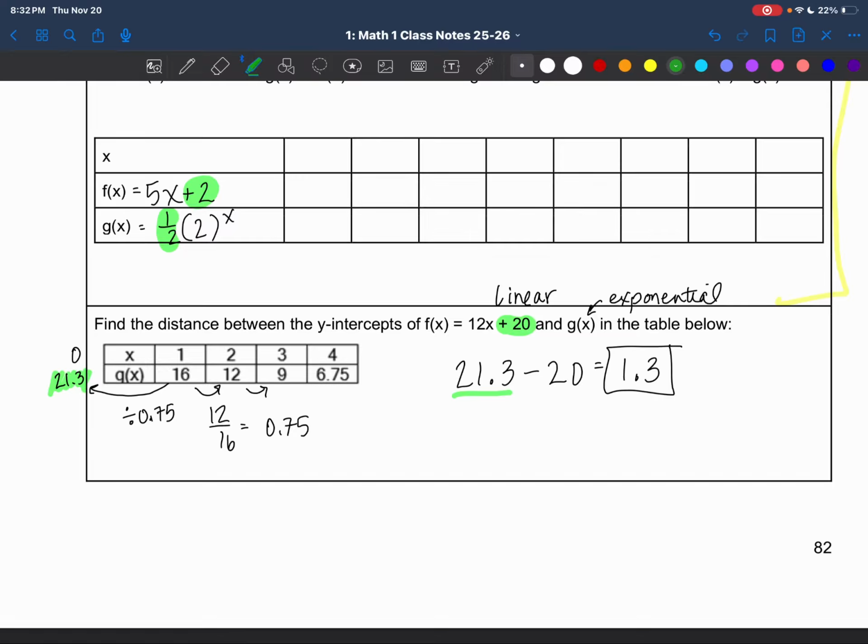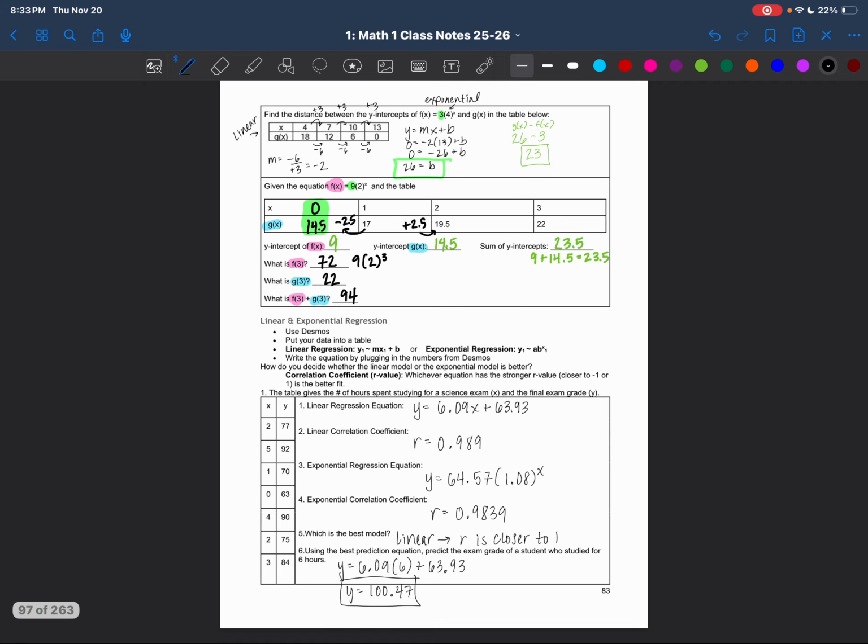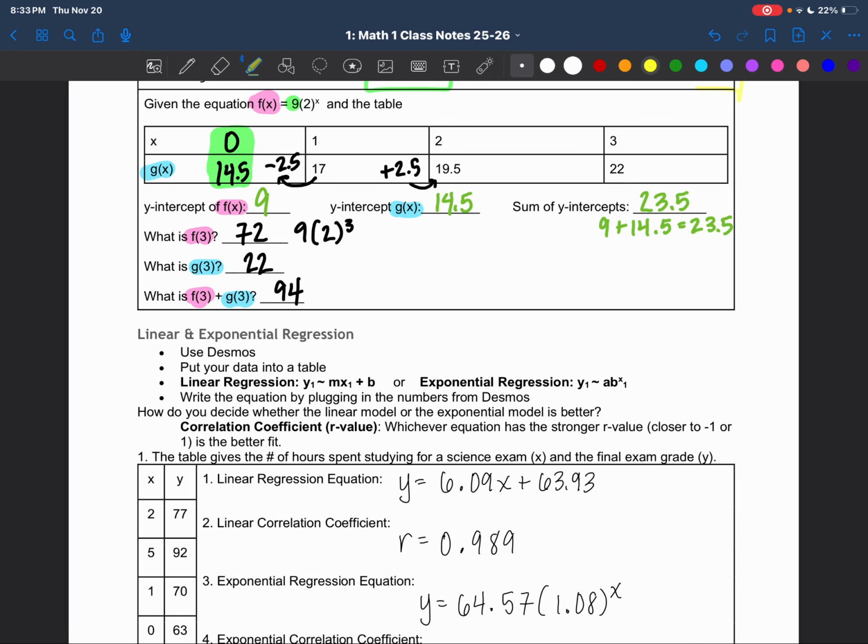And then we have 20 from up here, and then subtract them, you get 1.3. So it's just finding the information from both. All right, so I want you to go ahead and try this one. And then let's look here.